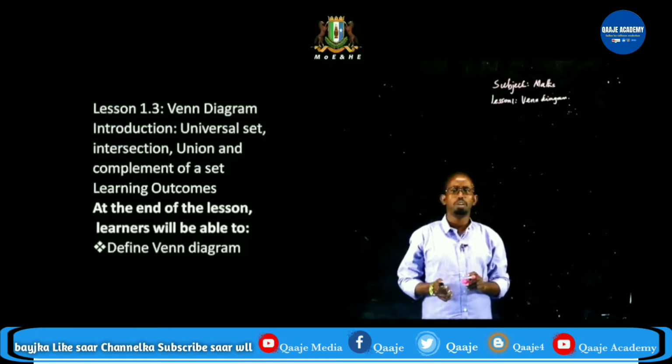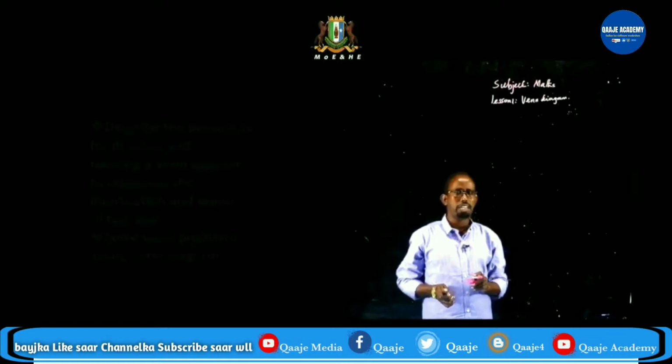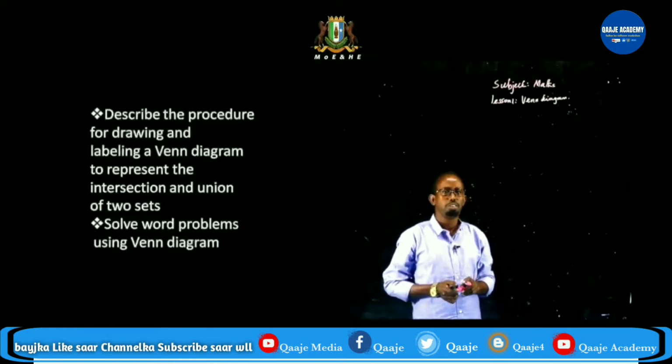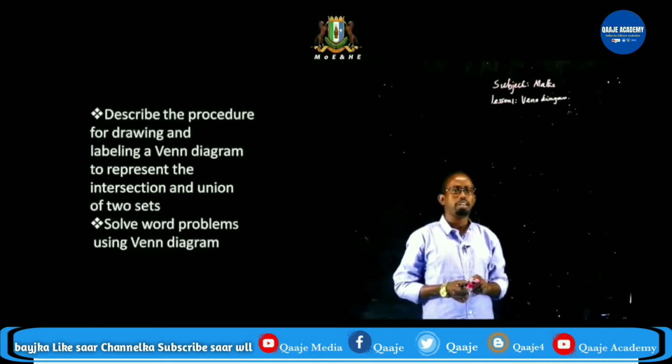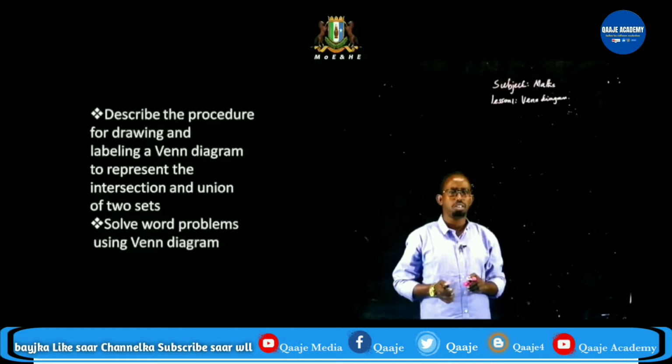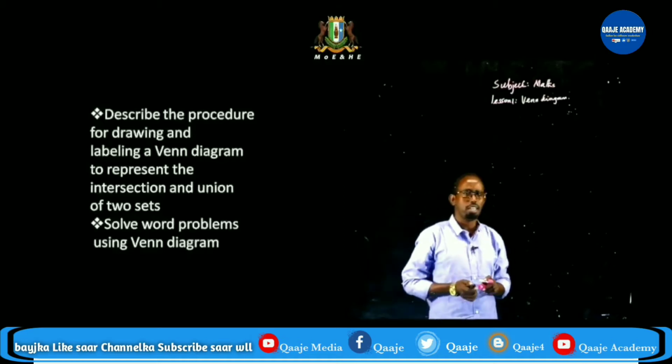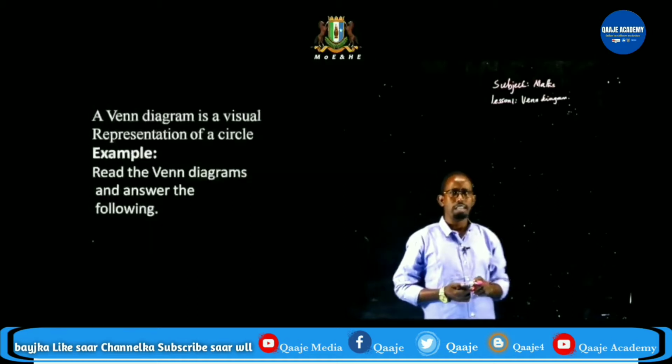The learners will be able to define Venn diagram, describe the procedure and labeling a Venn diagram to represent intersections and union of two sets, solve word problems using Venn diagram. That will be our last learning outcome.